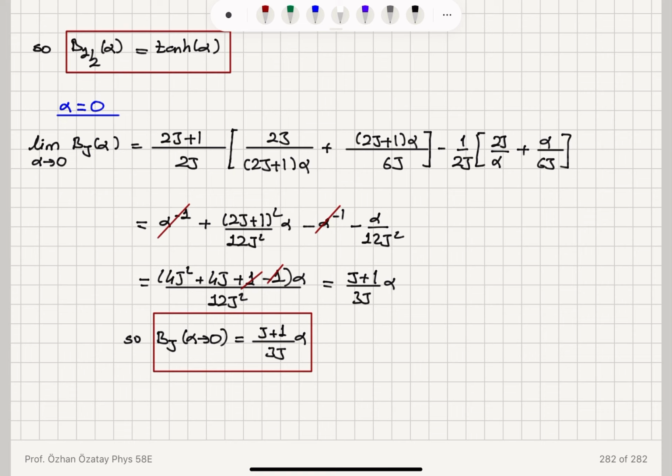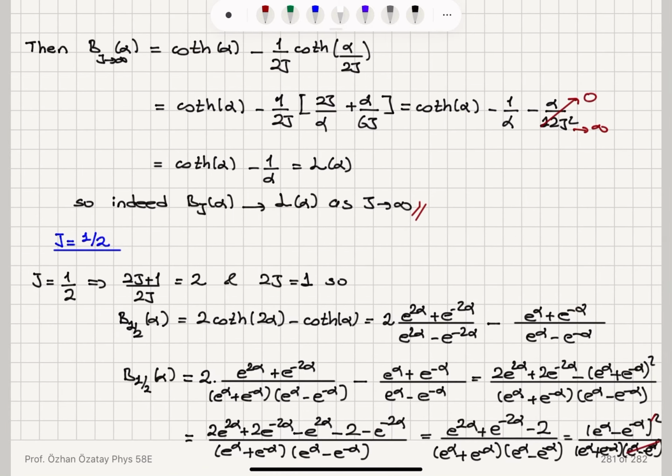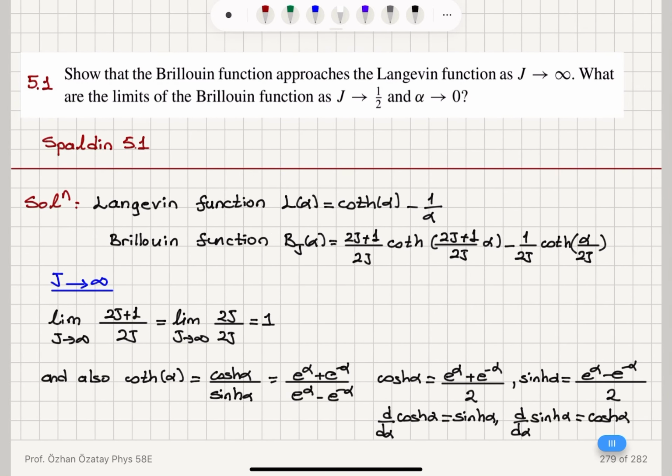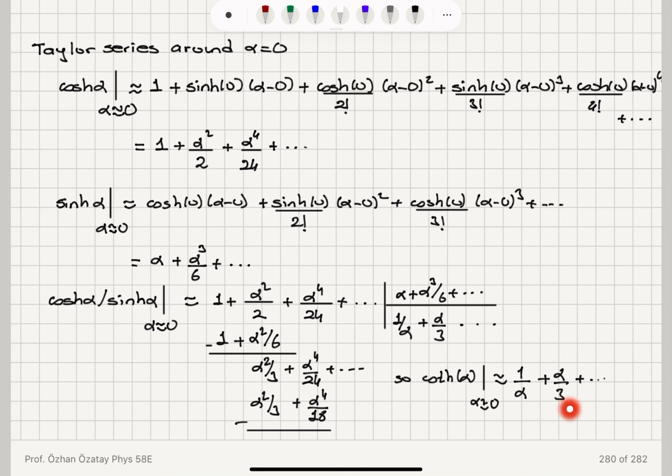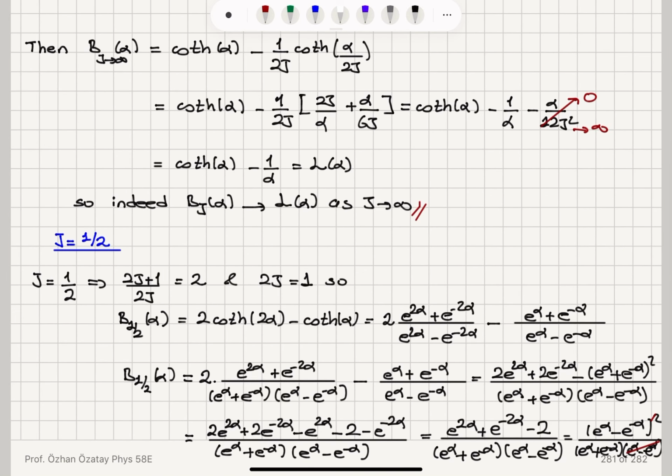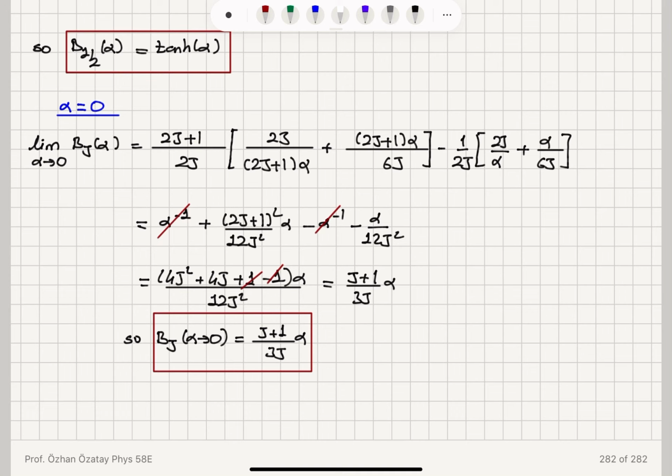And what happens as alpha goes to 0? In the case alpha is equal to 0, both of these terms are small. So I look at cotangent hyperbolic expansion where the variable is 2j plus 1 over 2j alpha, and in the second case, the variable is alpha over 2j. I use the same result here, and I obtain my final answer after some algebra, j plus 1 over 3j times alpha.